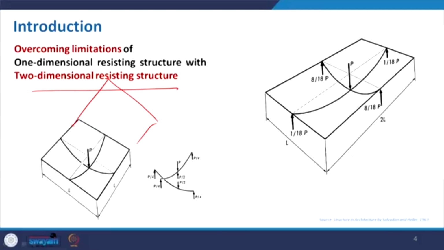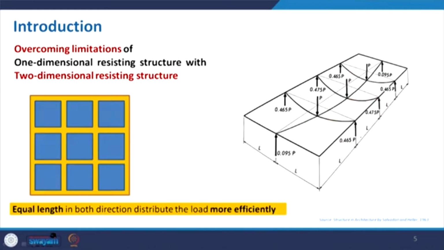So, the load will essentially be distributed to the shorter side. Here you can see 8 upon 18, this is basically the load that will be transmitted to this particular support, whereas it is less on the other. And if you increase the number of these shorter side beams, then this load will again be distributed further. So, here you can see that the similar picture is now distributed more evenly. It represents that when we go for equal length in both directions, it distributes the load more efficiently.